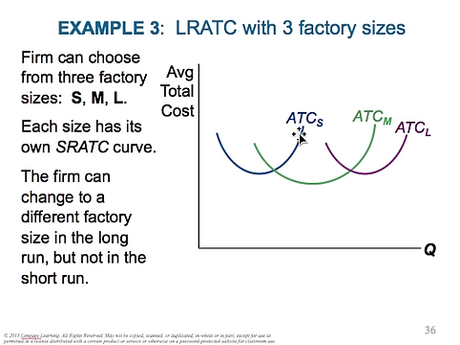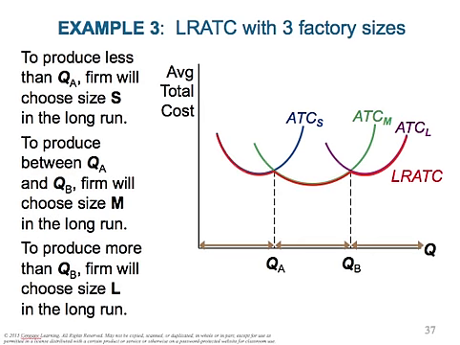If you start out with a small factory in the short run, you're not going to be able to do anything about that. In the long run, you can move up to a medium or a large, or you can have a large factory in the short run and move back to a medium, small, what have you in the long run. So in the short run, things are kind of fixed. The firm can change to a different factory size in the long run, but not in the short run. So to produce less than quantity A, the firm will choose a small size in the long run, so size S in the long run. So if you just want to produce quantity A, you're going to gravitate to an average total cost curve associated with a smaller factory.